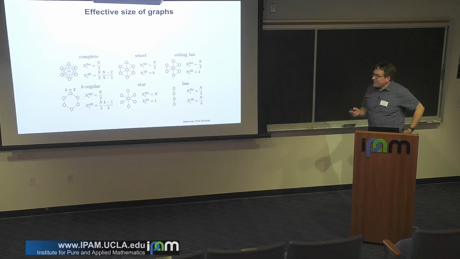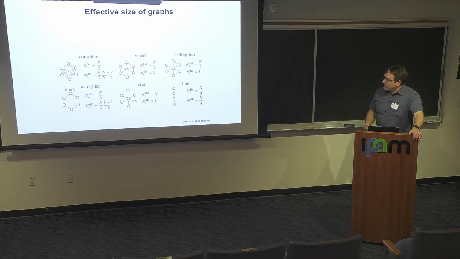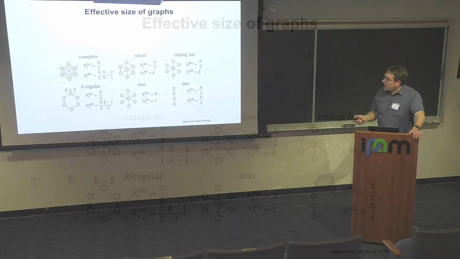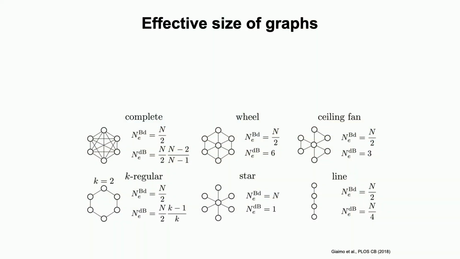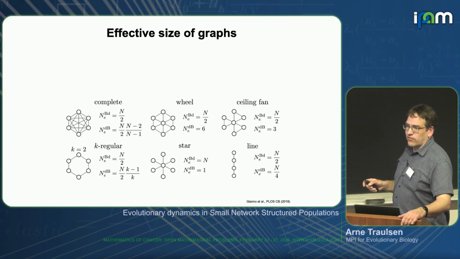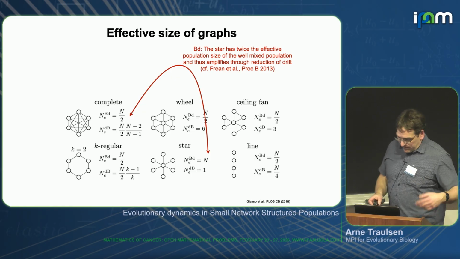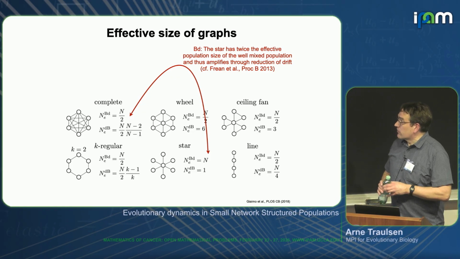Okay. What you can do now is calculate the effective size of graphs. And what you see in these examples, we have a couple of special graphs. We have the complete graph, the wheel graph, the ceiling fan, as we call it here. Then we have a k-regular graph, a star graph, and a line. And we can calculate the effective population sizes for all these graphs with this approach. And then you realize, for example, the star graph here has twice the effective population size compared to the well-mixed. And it means that it would amplify selection through the reduction of drift.